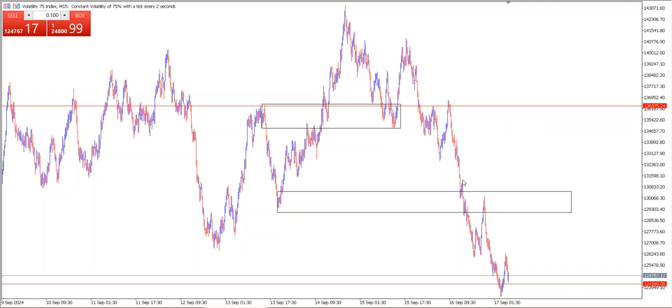Here it was expected to be a support, but it went down, came back and turned into a resistance, then pushed down. So that is just a typical example of what a breaker block is.